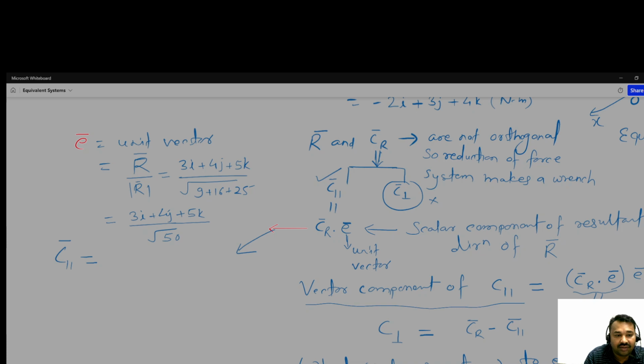As it is a scalar, the bar has to be removed. So this is equal to the CR vector multiplied by the unit vector. CR is given as minus 2i plus 3j plus 4k, and it is multiplied by the unit vector, 3i 4j 5k divided by the square root of 50. Okay, so in this way.